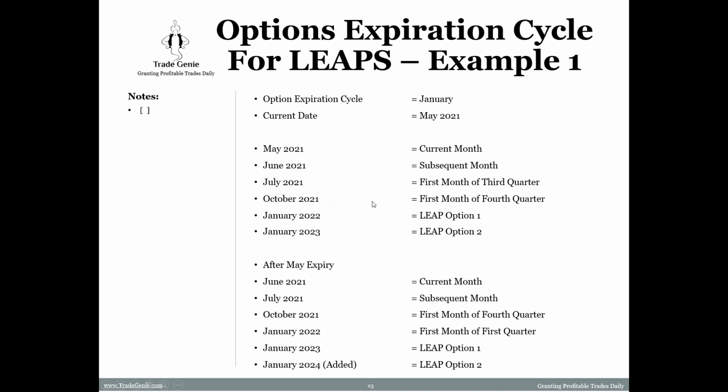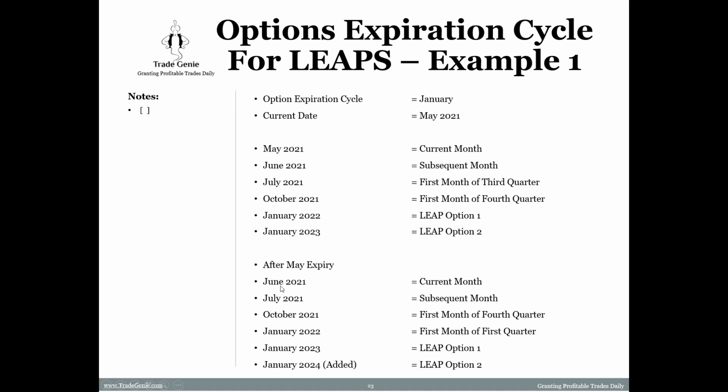Now, October was already listed, the first month of the fourth quarter. January 2022 was also listed as a LEAP, the first month of the first quarter. So we have June, July, October, and January. And we also had January 2023 listed. But we need one more January, so 2 Januaries. So January 2024 will be added when May expires.